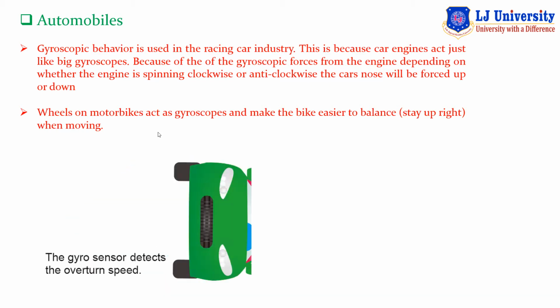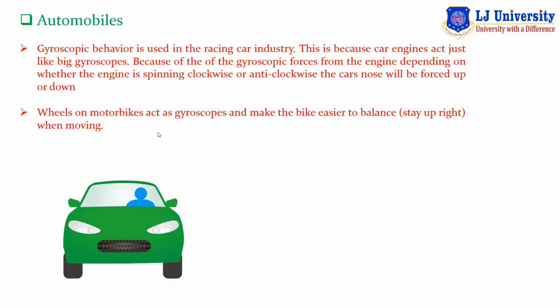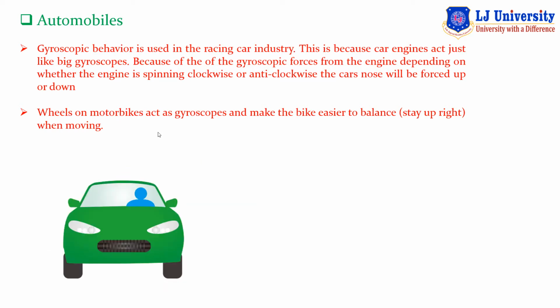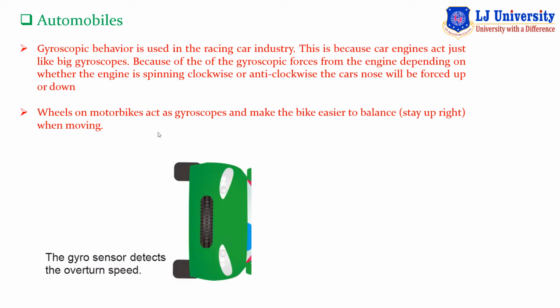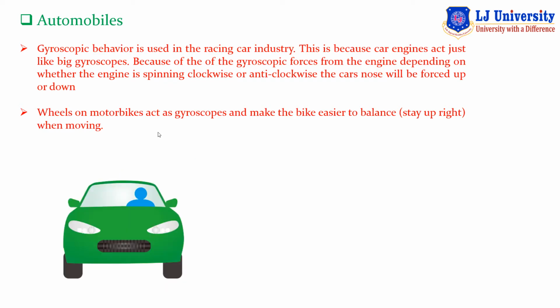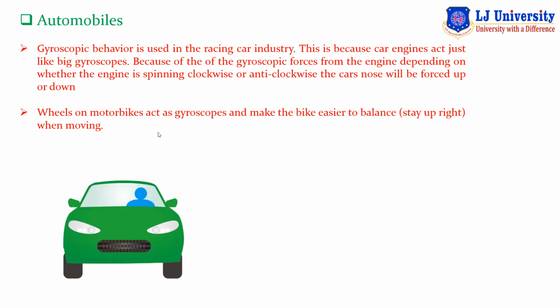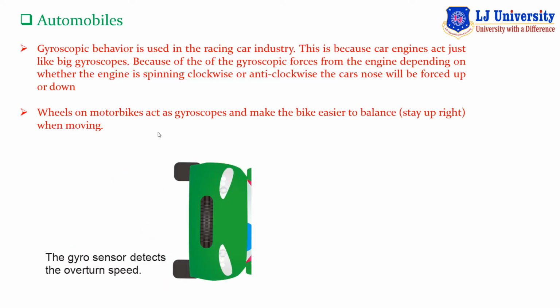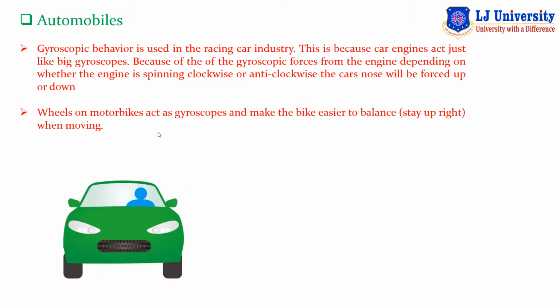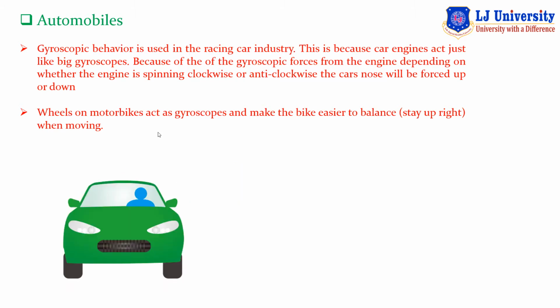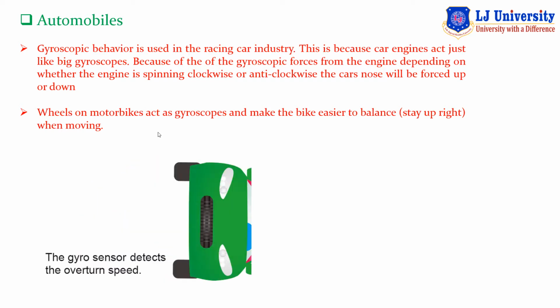Whenever you drive a car at very high speed and you take a turn, either a left side turn or a right hand side turn, at that time your outer side will try to lift. This is just because of centrifugal force and gyroscopic effect. So gyroscopic behavior is used in the racing car industry. This is because the car engine acts just like a big gyroscope.